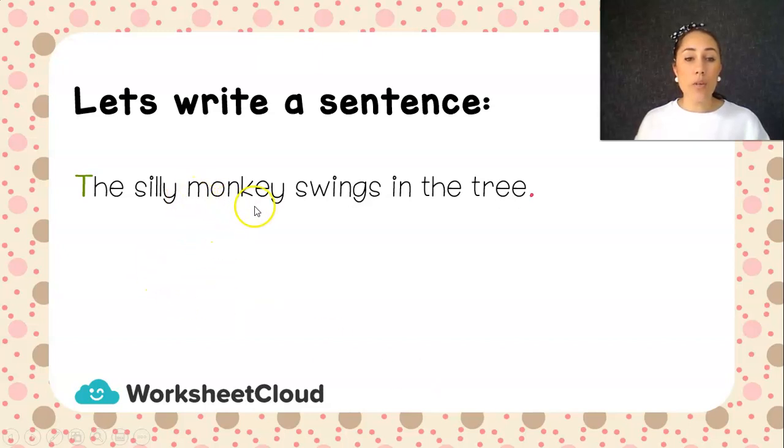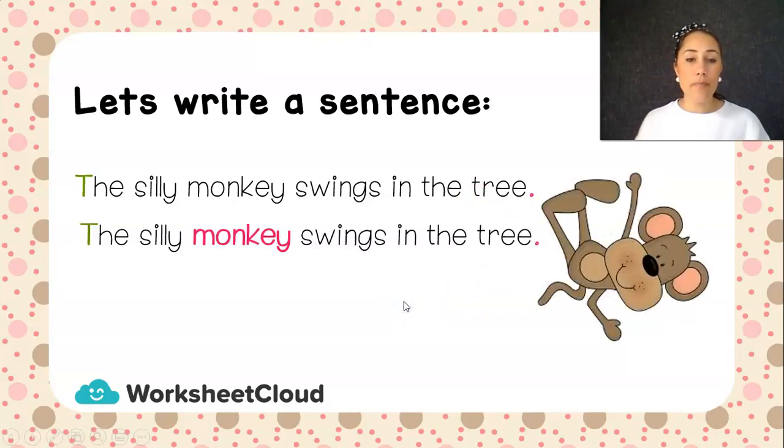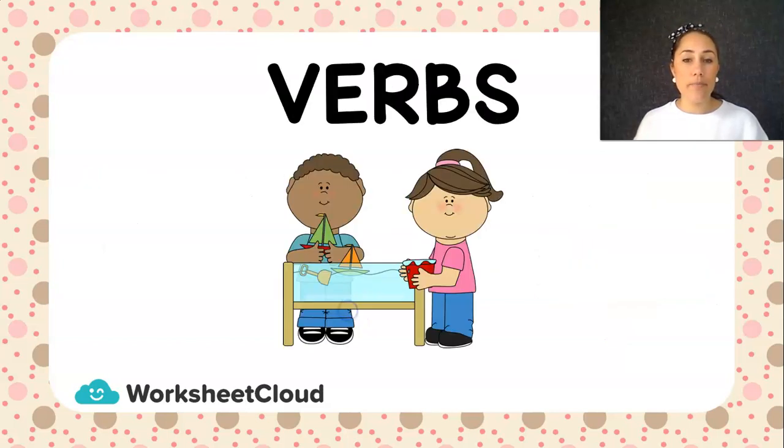So our noun was monkey, and our sentence has a capital letter and a full stop at the end. And we have another noun in that sentence. What else can we see or touch? A tree. Yes, tree is also a noun. But our noun that we used was monkey. And is there a word that describes our monkey? Tells us a bit more about that monkey. Yes, silly tells us about the monkey. The silly monkey swings in the tree.